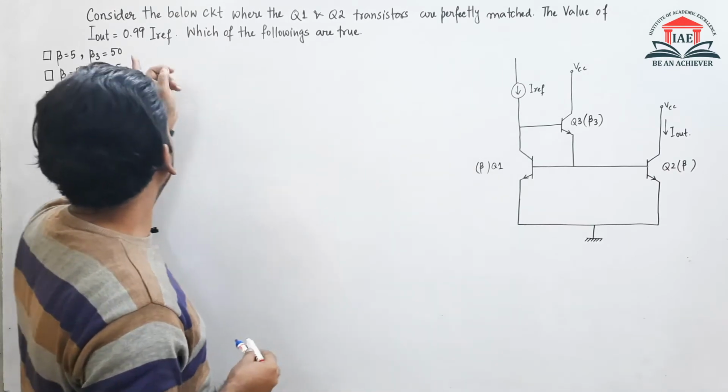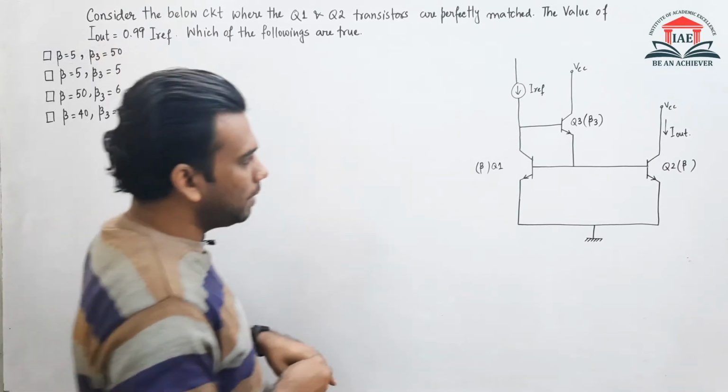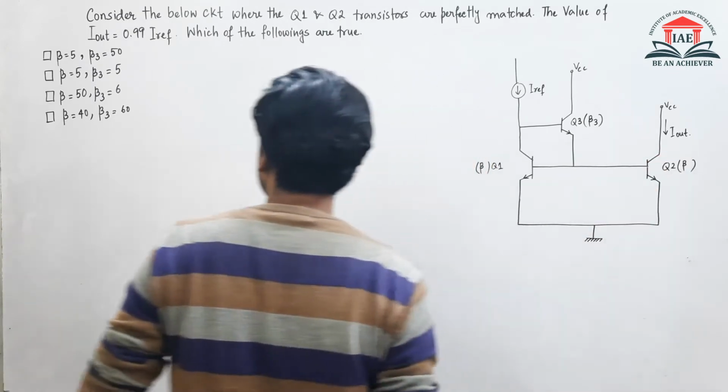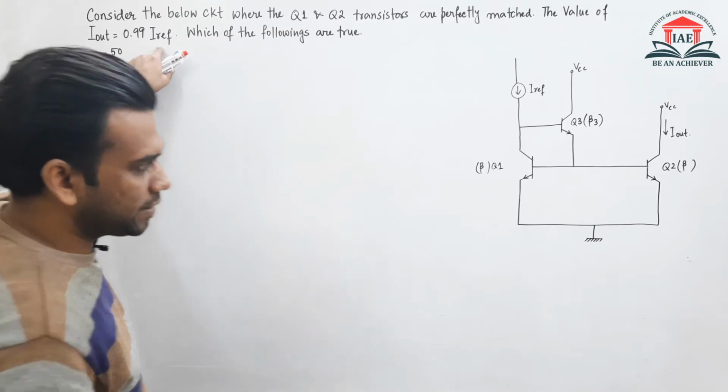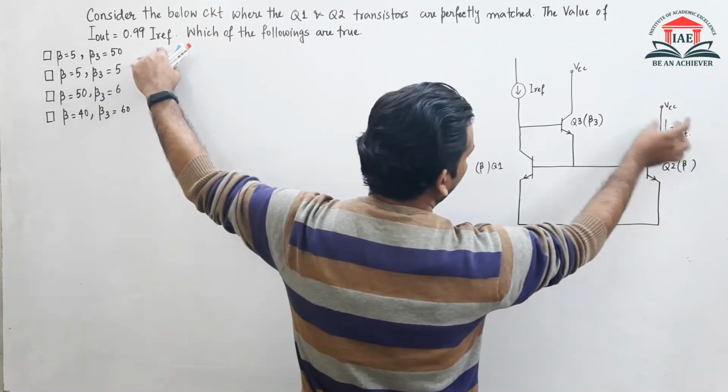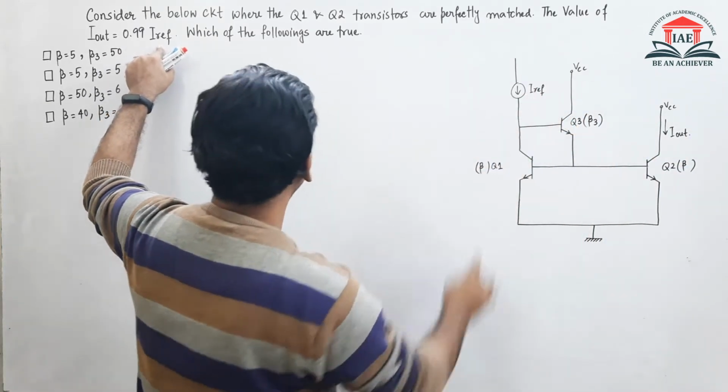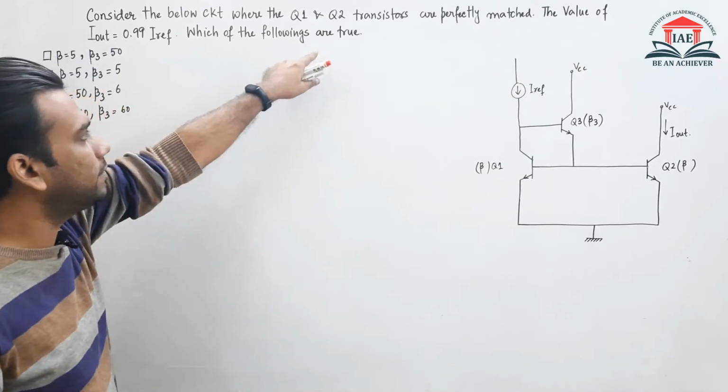And the value of the IOUT, where is it? Here is my IOUT value. So the IOUT value is 0.99 of the I reference. So IOUT will be 0.99 of this I reference. So which of the followings are true?